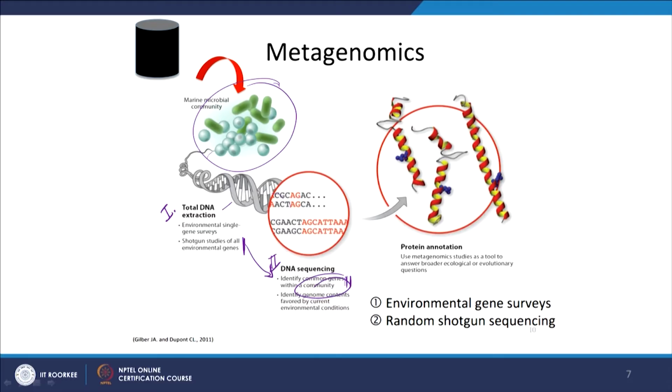And after you have got the sequences, you identify common genes within a community. Once you get common genes, it makes analysis very easy, and then you identify genome contents favored by current environmental conditions. This is a very important sentence.